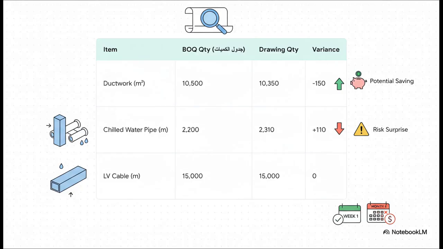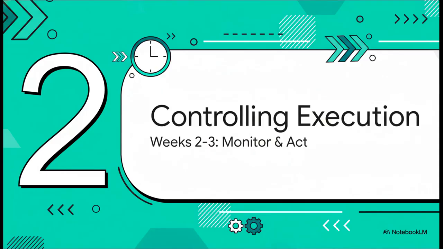Okay, have a look at this. This is where you become a bit of a detective. You're taking the quantities from the bill of quantities, the Jadwal Kmiyats, and you're comparing them to what's actually on the engineering drawings. And what do we see? Hey, a potential saving on ductwork. But we've also got a risk with the chilled water pipe. Finding this in week 1 instead of month 6, that's the whole game. That's proactive control.